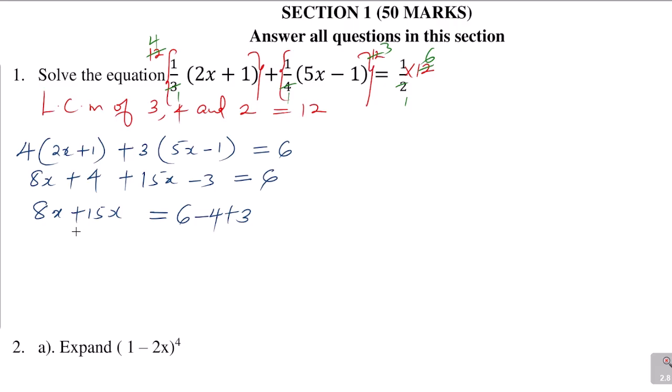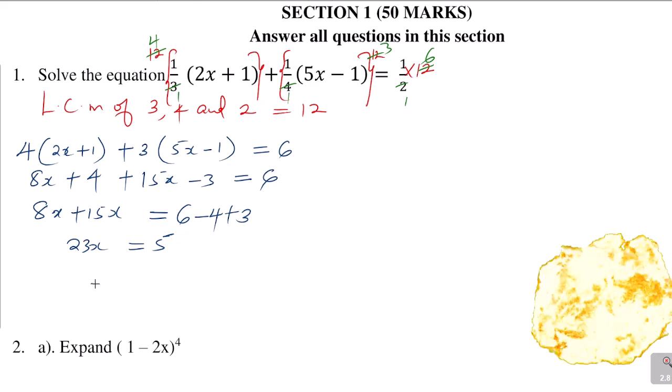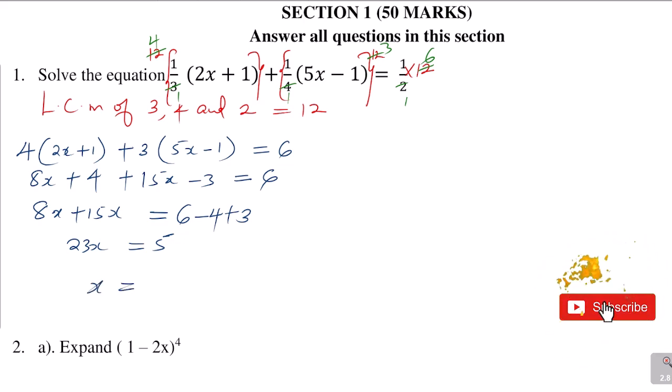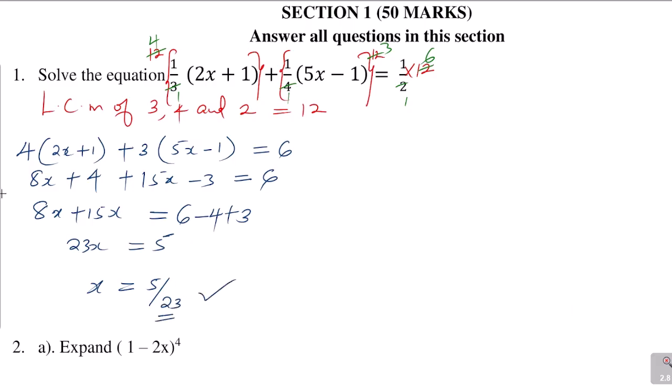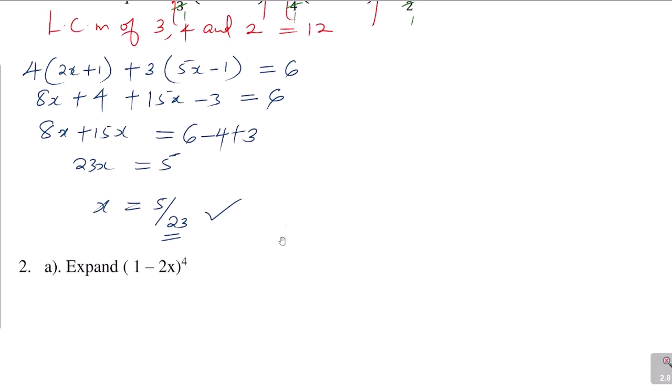8x plus 15x, you get 23x is equal to, this will be 5. 6 plus 3 is 9, subtract 4, that will be 5. So how do you get x? Divide both sides by 23. So this will give x as 5 divided by 23. So that is the first question. We go to question 2.